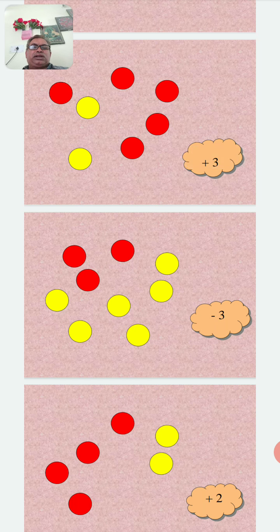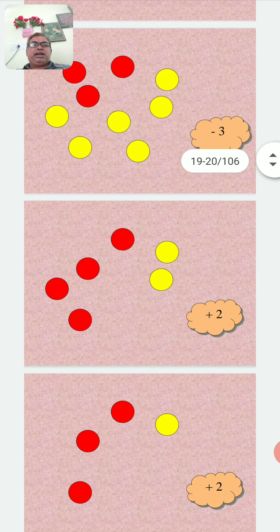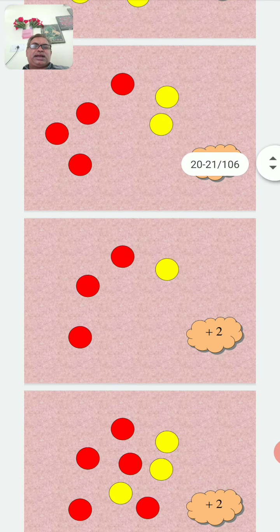Again, 3 positive dots means 3 red dots and 6 yellow dots. So 3 and 3 go, then 3 yellow dots are left. So 3 yellow dots means again you get minus 3. In this way, through this activity, you can understand the operation of the integers, negative and positive, how it happens. You can see 2 yellow dots means minus 2 and 4 red dots means plus 4, and then 2 red and 2 yellow go, then plus 2 is left. So you can understand this.